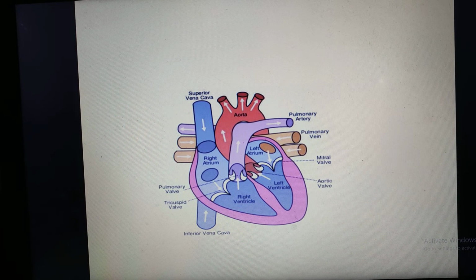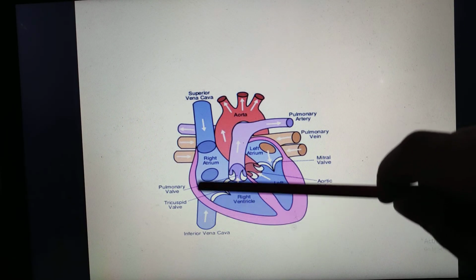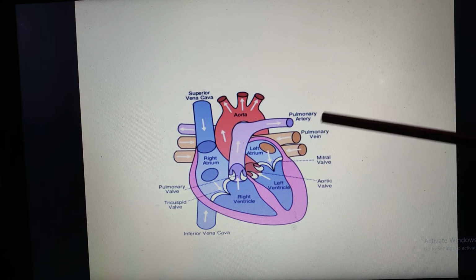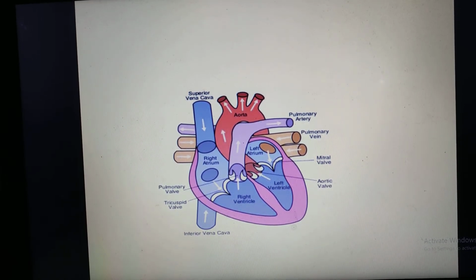So what is heart failure? The amount of blood that is coming from all the lungs, and the heart is not able to pump out an adequate amount of blood outside. So that is heart failure. So how do we grade heart failure? That is, how much heart failure you are having, right?